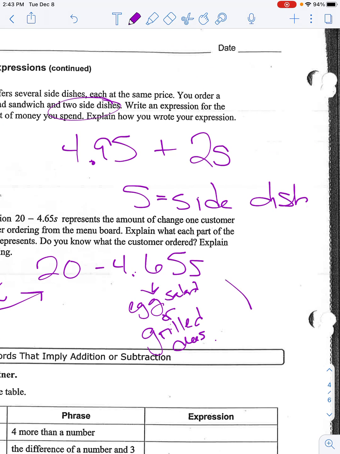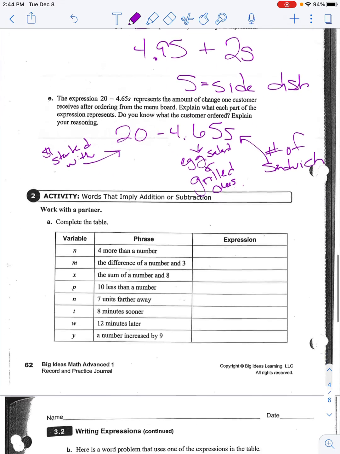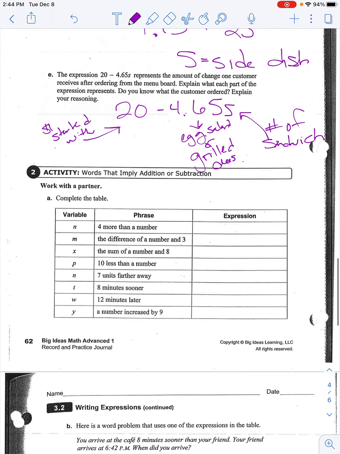Okay, and then that S is going to be the number of sandwiches that they order. So if they only order one, then 4.65 times one is just 4.65. If they order two, then you're going to do $4.65 times two of them or three of them, however many they're ordering. Remember, a number next to a letter means multiply. So we do not know exactly what sandwich they ordered because there are two sandwiches that cost $4.65.